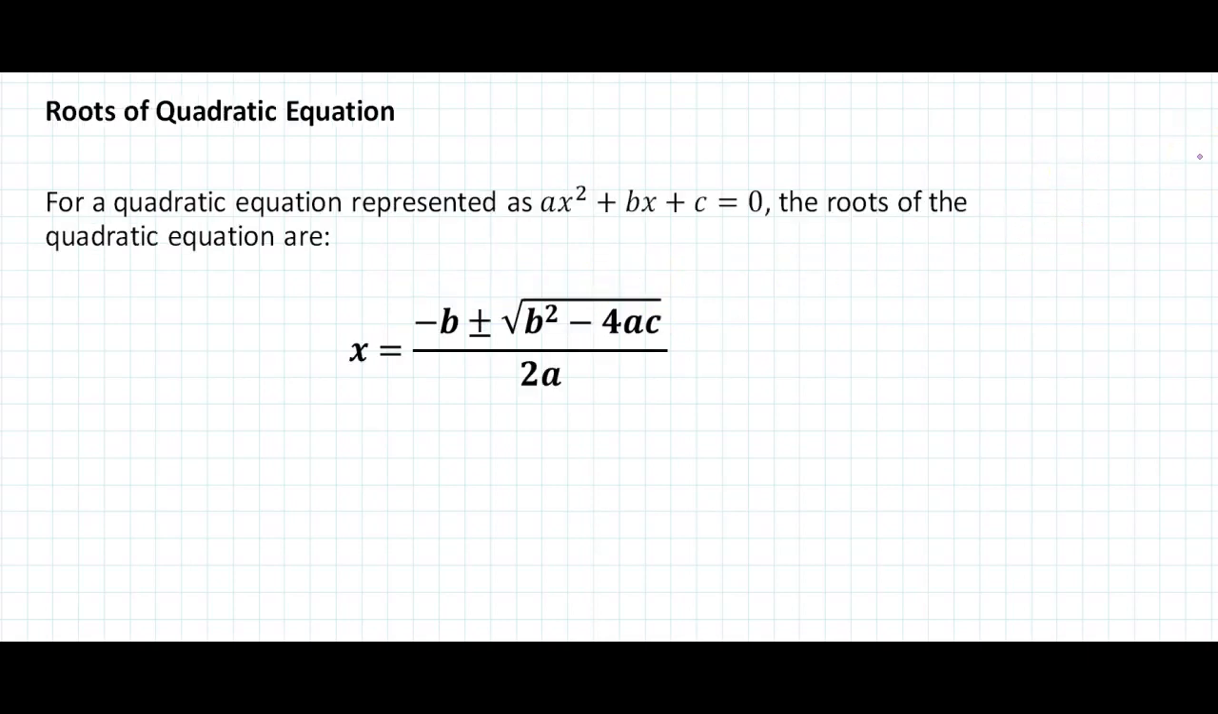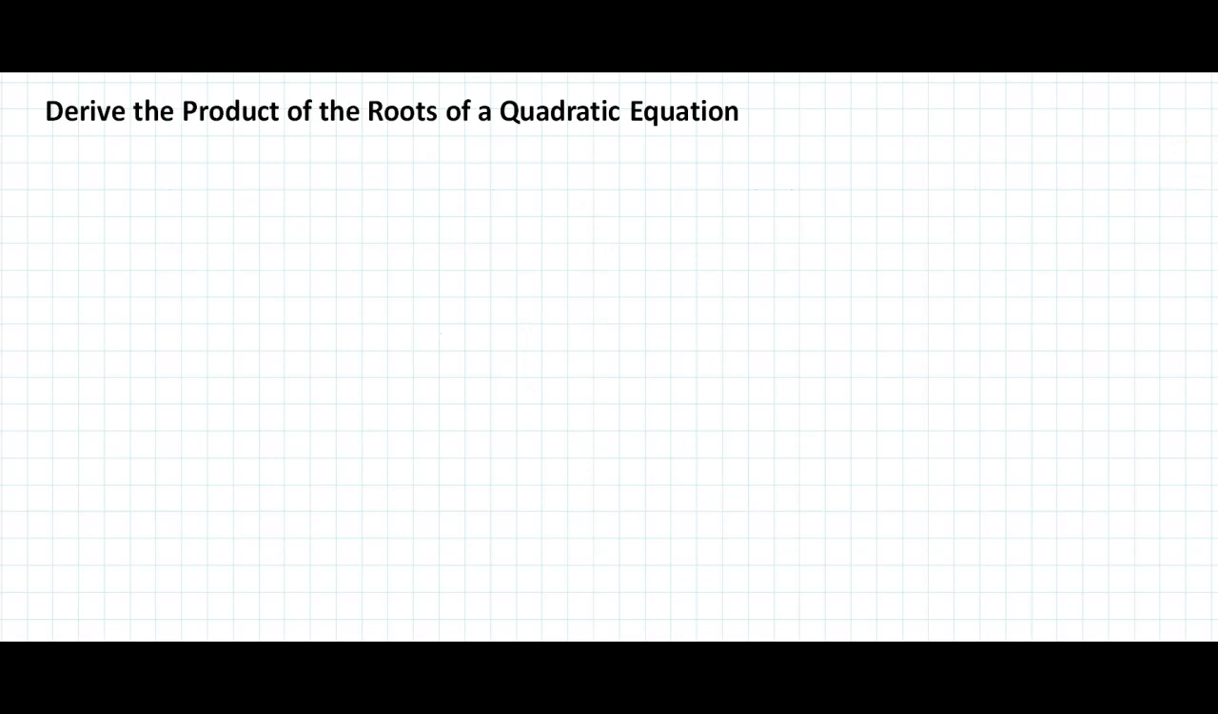Now, what are the roots of the quadratic equation? The roots of a standard quadratic equation, and when I say standard quadratic equation, it means that it's expressed in the form ax squared plus bx plus c equal to 0, are going to be negative b plus or minus the square root of b squared minus 4ac, over 2a. Remember that this plus or minus means that you have two possible solutions to a quadratic equation.